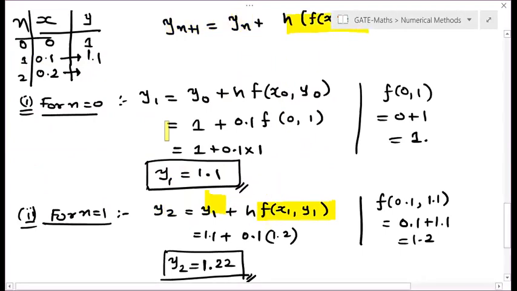So f of x1, y1: x1 is 0.1 and y1 is 1.1. So f of 0.1, 1.1. Here f of x, y is defined as x plus y. X is 0.1 plus y is 1.1, so 0.1 plus 1.1 is 1.2. The function's value is 1.2. Step size is 0.1 and y1 is 1.1. If I simplify this, I will get 1.22. Is it clear now?